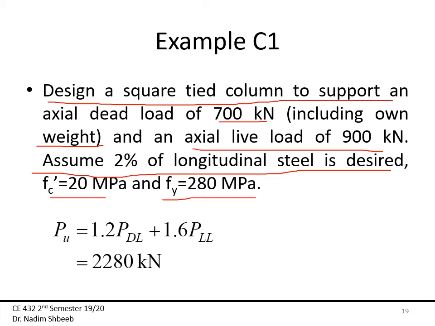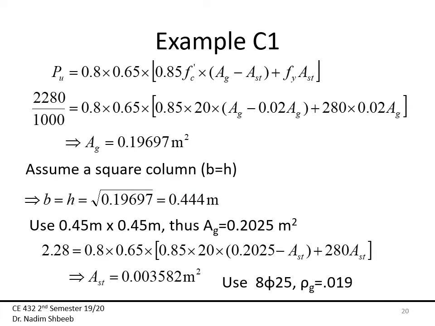So like we used before, we calculate the ultimate load. The ultimate load is 1.2 dead load plus 1.6 live load, and it will give you 2,280 kilonewtons. Now we go to our Pn equation. Since it's square tied, this is going to be 0.8, and phi is going to be 0.65. This is my phi, and this is what we used in that latest provision.